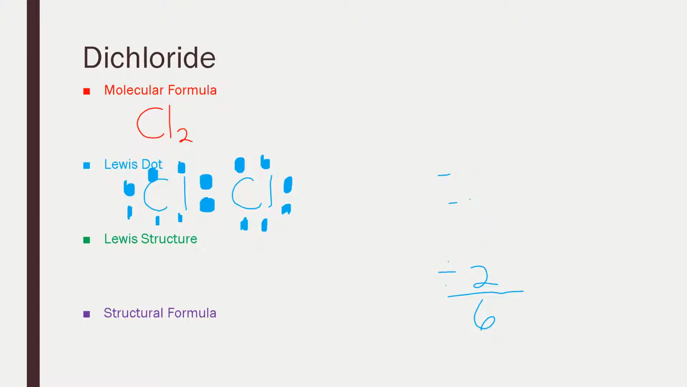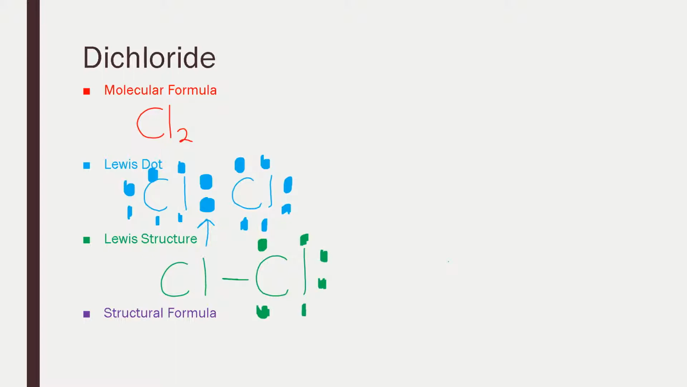Now, our Lewis structure is very similar to the Lewis dot structure, with the exception of the bonding pair, which is the pair that shows how chlorine is sharing electrons right here. So this is represented by a dash, and then we can still have our 6 lone pairs around the outside of chlorine.